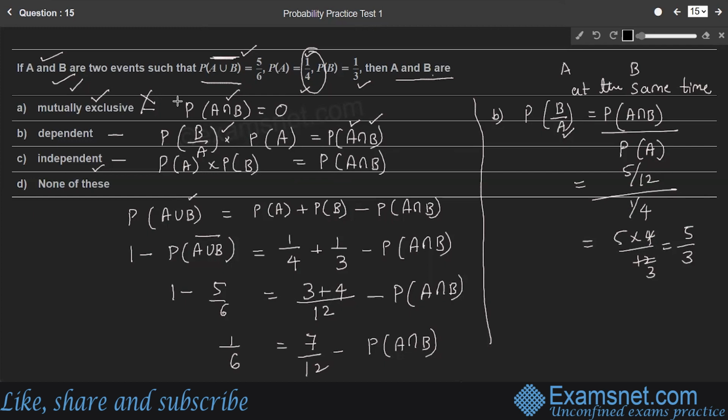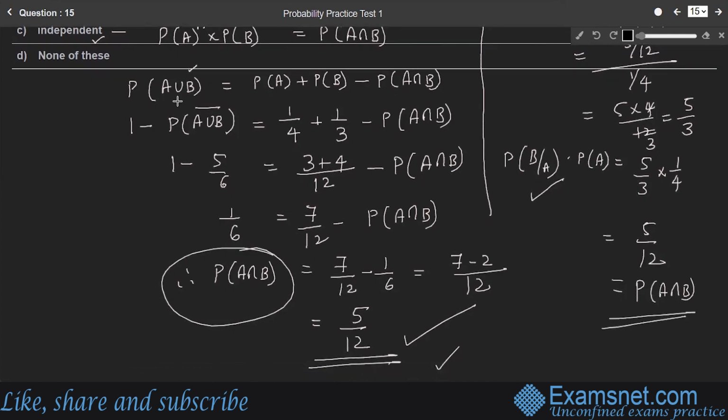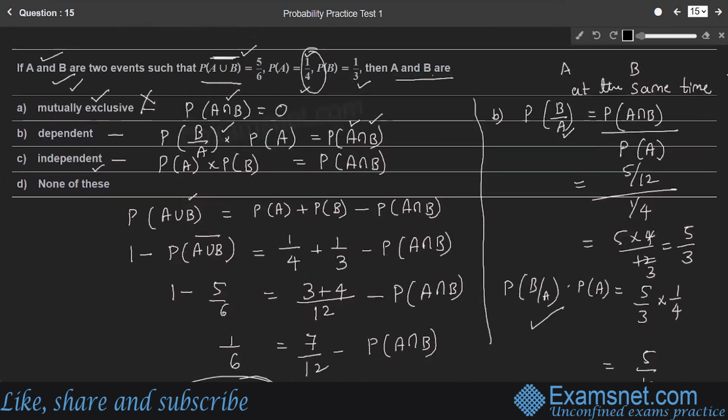So we'll consider probability of B by A into probability of A, right? So which is 5 by 3 into probability of A, which is 1 by 4, right? Which is equal to 5 by 12, which is nothing but probability of A intersection B, right? So the product of probability of B by A and probability of A is probability of A intersection B. Therefore, the events A and B are dependent events. Both are dependent, right? Hence, two events are dependent. Option B is the right answer.